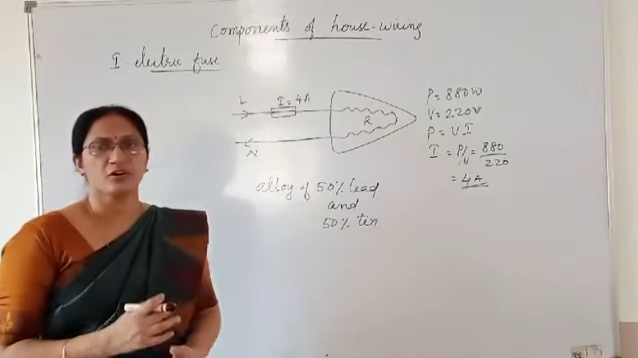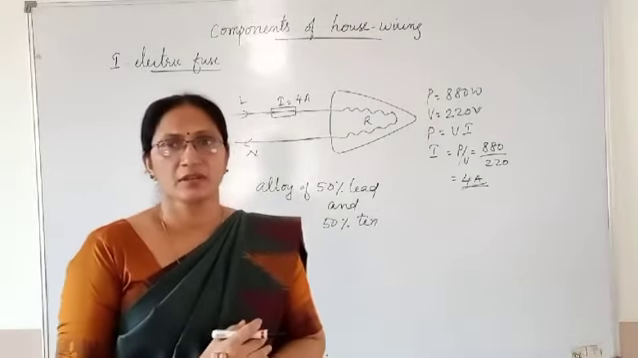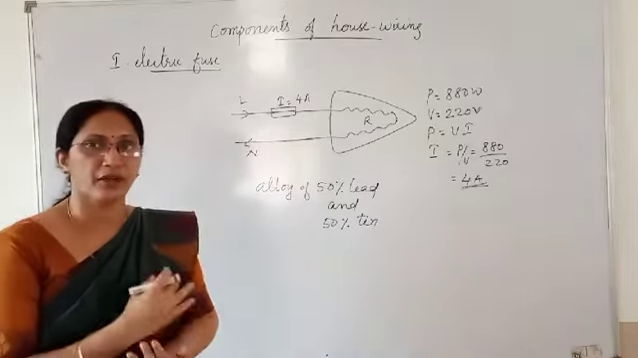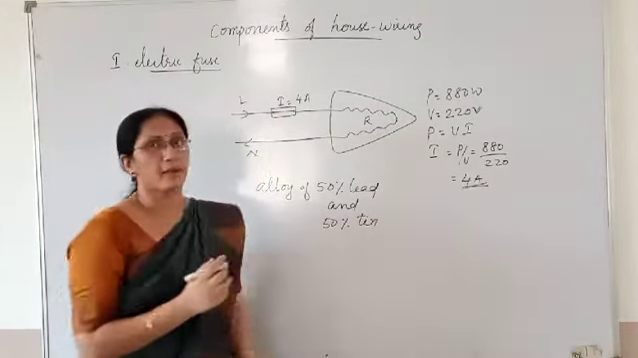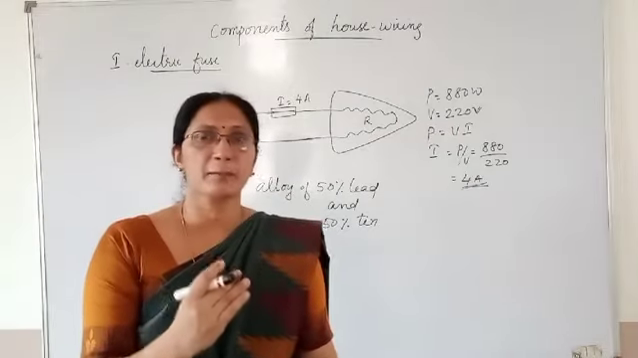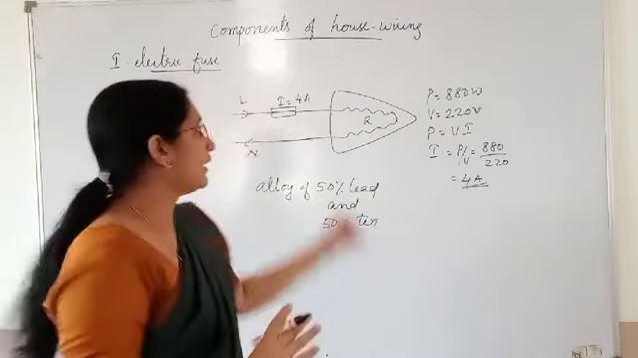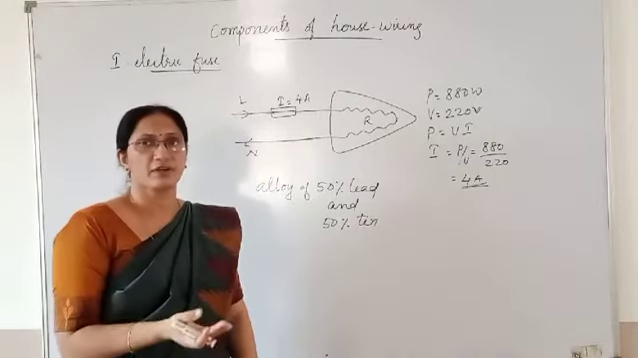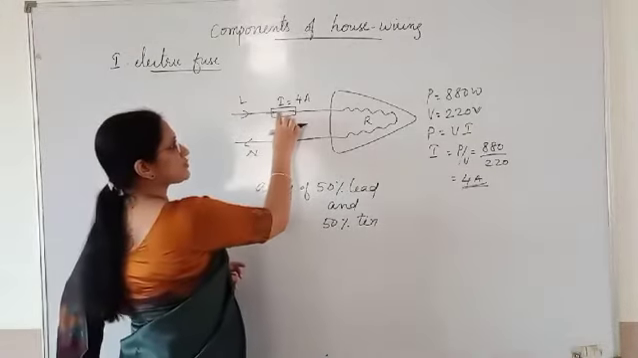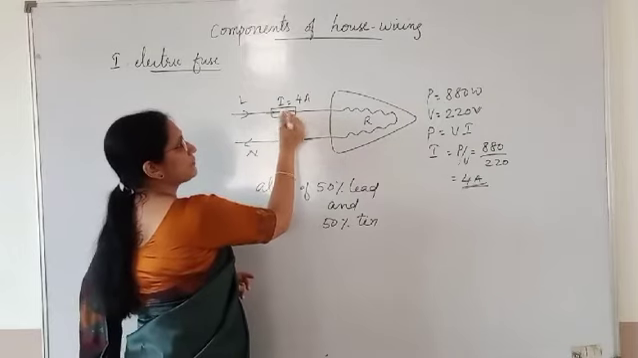What is the meaning of fuse rating? Fuse rating of 5 ampere, for example, the fuse we have connected here is of 5 ampere, means up to 5 ampere that fuse will allow the current to flow. If the current exceeds 5 ampere, all of a sudden this wire will melt, this fuse wire will melt.